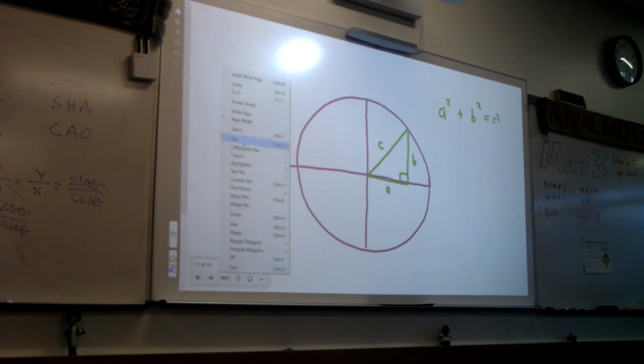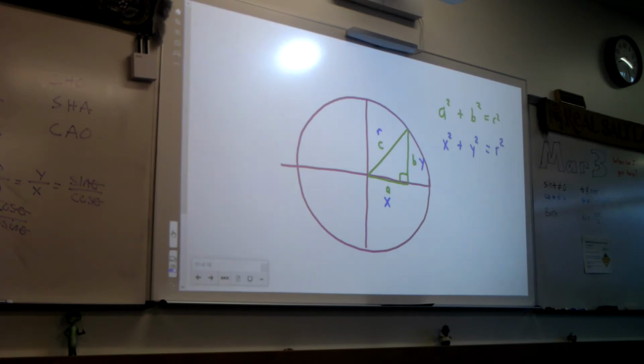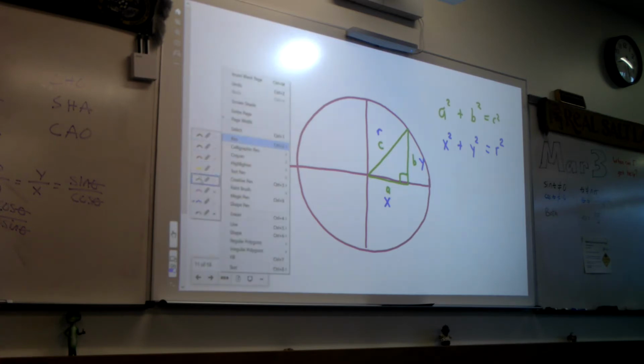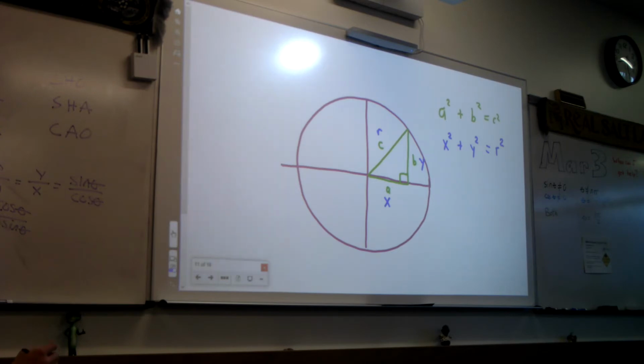Now, we're on the unit circle here, so let's change this a little bit. Instead of A, that's going in the x direction, B is going in the y direction, and C is the radius in this circle. So this is actually x squared plus y squared is equal to r squared. But we've been doing a lot of work here, and we were able to figure out that we can actually replace x with what? What trig ratio? X is cosine, good job, so this is cosine squared of theta.